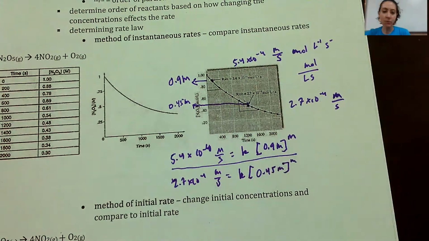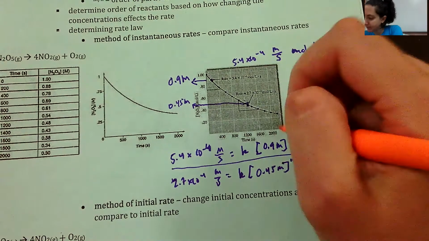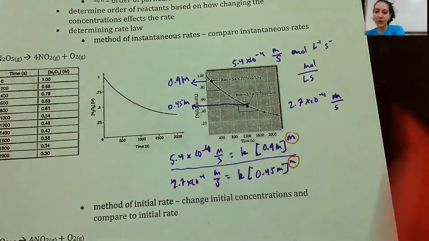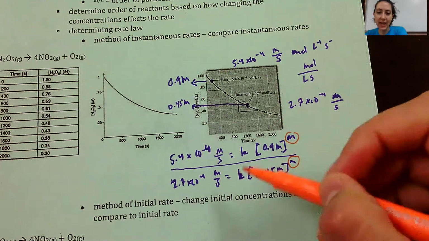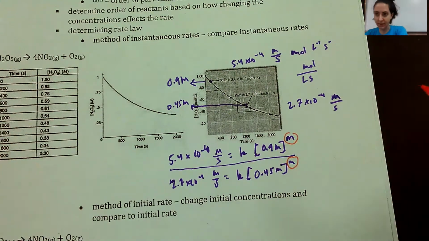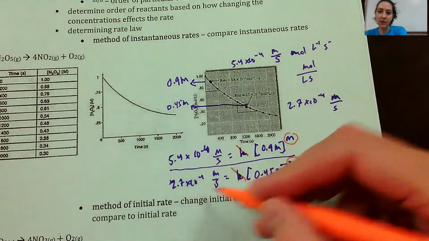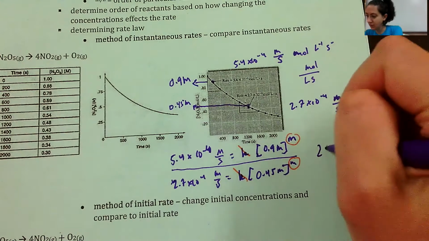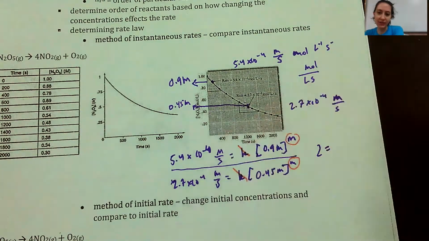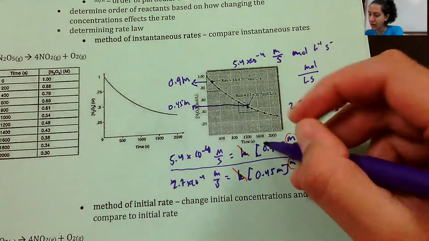For this particular problem, what we're actually trying to do is solve for M. That's the variable that we're trying to solve for. Right now, because the K is going to be the same for the reaction, since it's all happening at the same temperature, we can just cancel out the Ks. So now all we're really solving for is M. Let's do some quick math. 5.4 times 10 to the negative 4th divided by 2.7 times 10 to the negative 4th is in fact 2. So 2 is equal to, and the units will cancel out as well, 0.9 divided by 0.45 to the M.